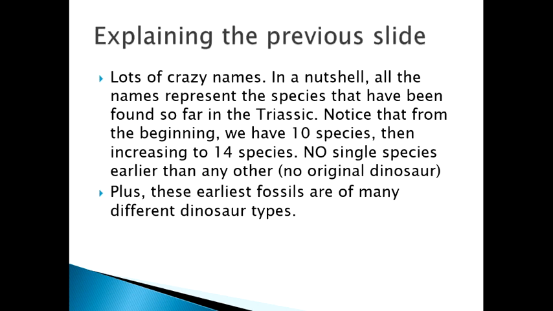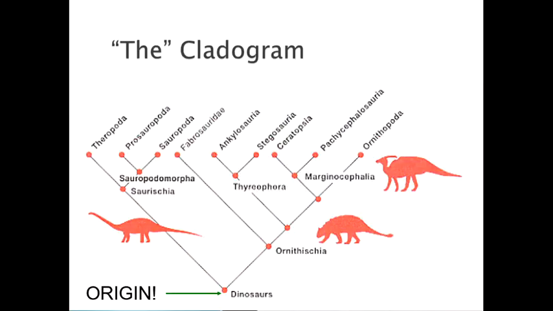If you try to explain the previous slide, I know it's a lot of words, but when you look at it, all you need to know is that right at the beginning, boom, we already have a bunch of different species, and they're not just species of very closely related things, they're species of very different things. And then that even increases, and so that drives this search for earlier and earlier and earlier dinosaurs. Okay, back to the cladogram. So remember, down here in the origin area, this is where we're searching for these earliest dinosaurs.